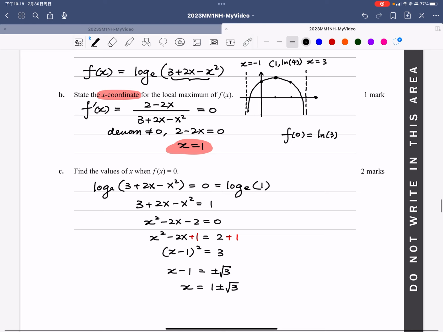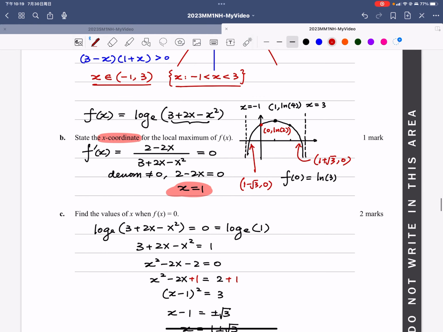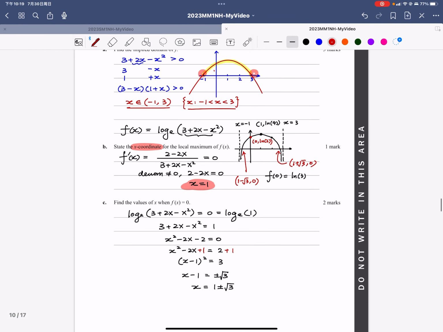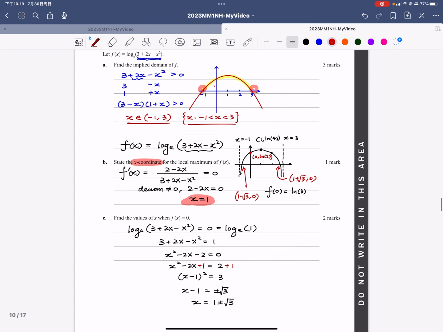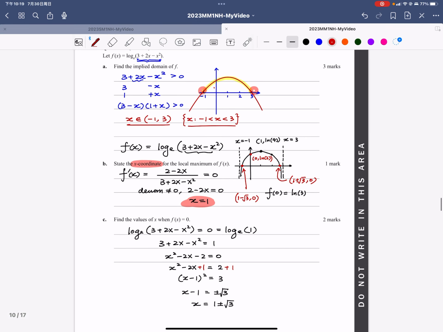Okay, so that explains everything. So this point is actually 1 minus root 3, 0. This point is 1 plus root 3, 0. Yep, that explains everything. So here you have 0, natural log 2. Lucky. Those students didn't need to draw a graph of this function. But drawing this graph of this function is not hard at all if you can combine part A to C, the three parts, the result. Okay?